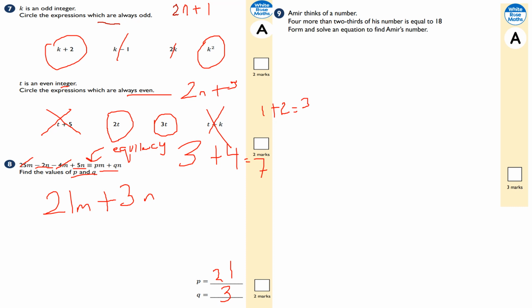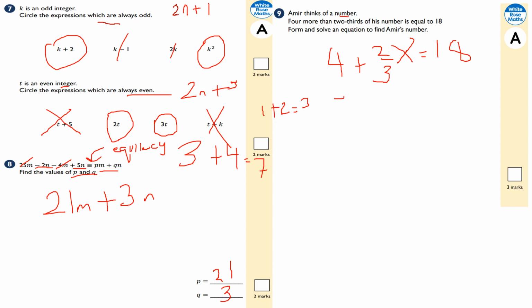Question number 9. Amir thinks of a number. 4 more than 2/3 of a number. So we'll label that: 4 more than 2/3 of a number. We'll call his number just capital X, just to make it clear. So capital X is equal to 18. Form and solve an equation to find Amir's number. So the first part's done actually, we have formed it.